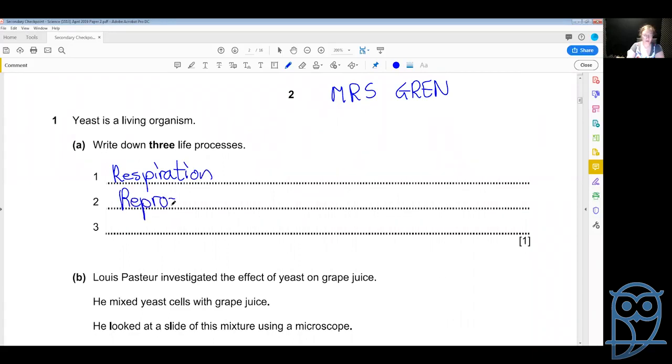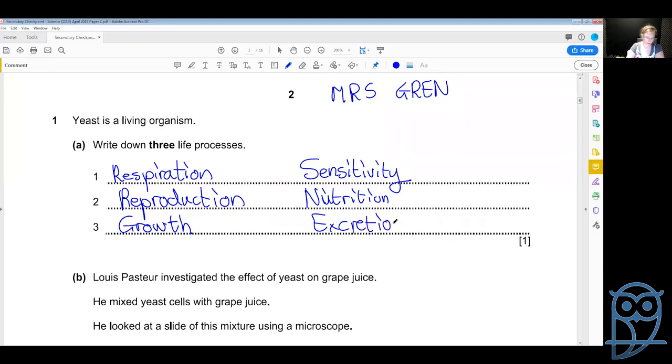reproduction, growth, that's the S, sensitivity. Nutrition, excretion, movement, that's it. Yes. The 7 life processes, you can remember them by remembering Mrs Gren. Starts with movement, respiration, sensitivity. The G is for growth, reproduction, excretion, and nutrition.